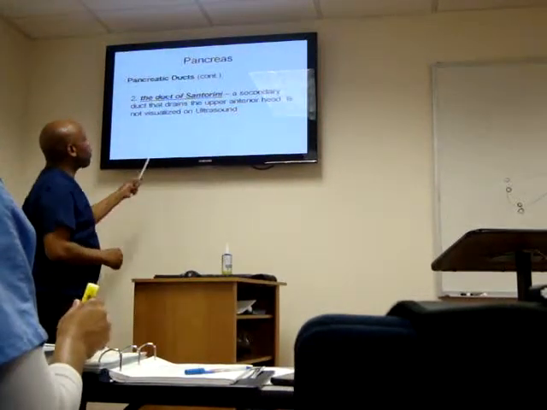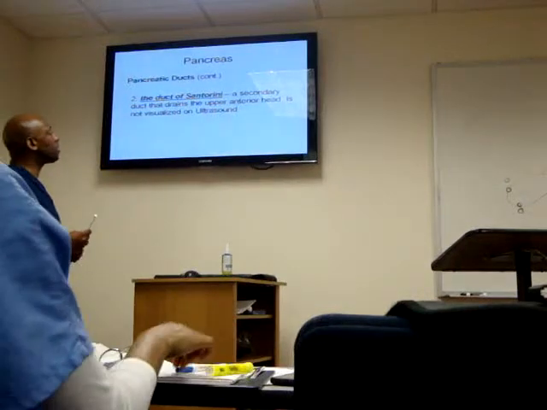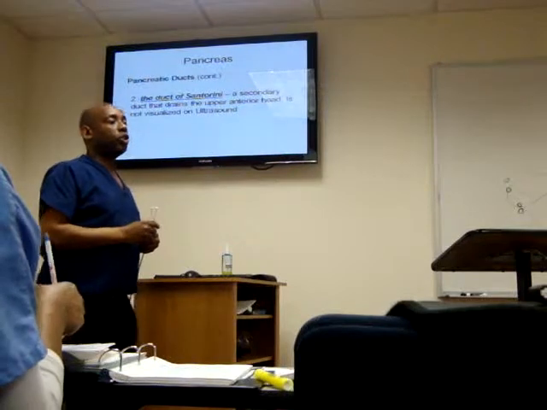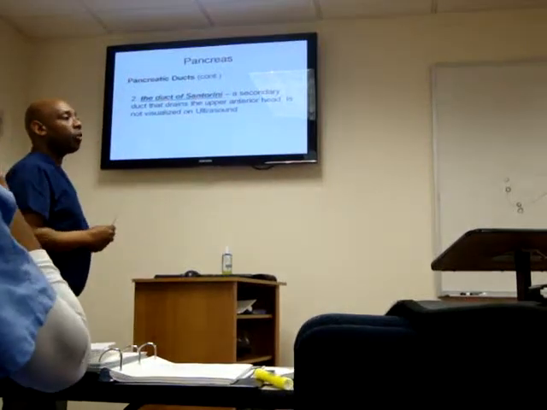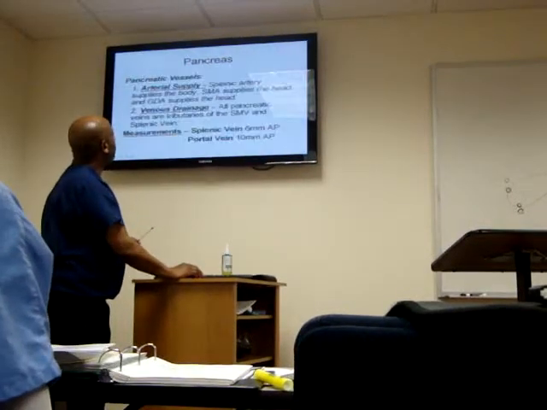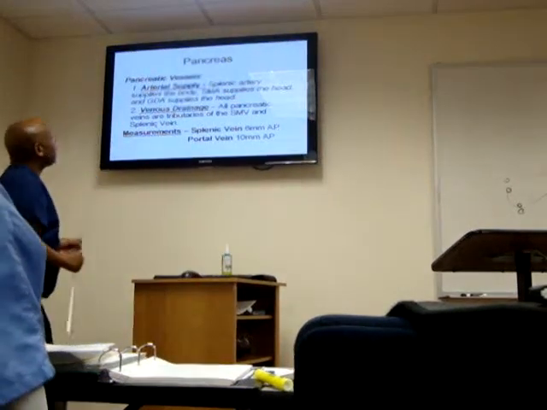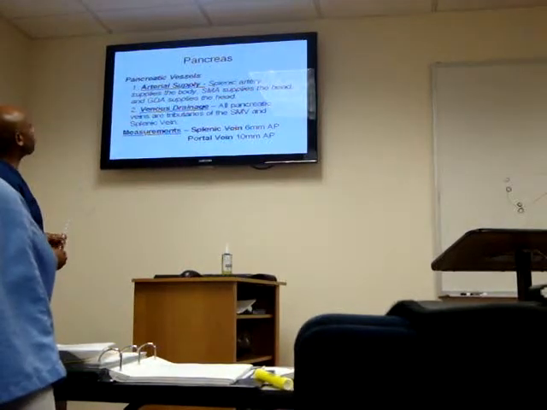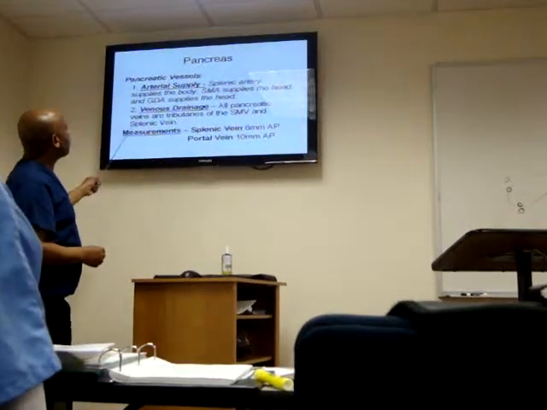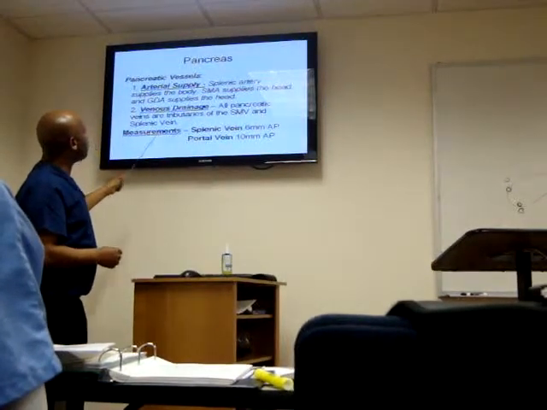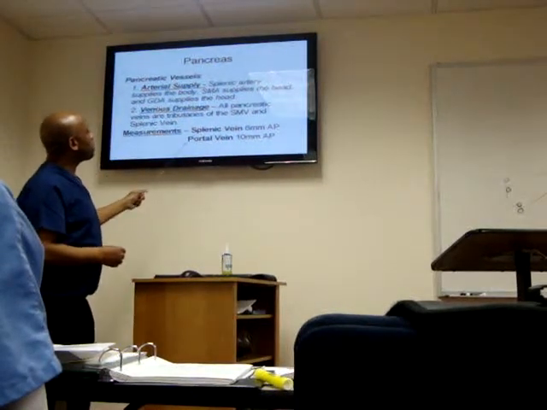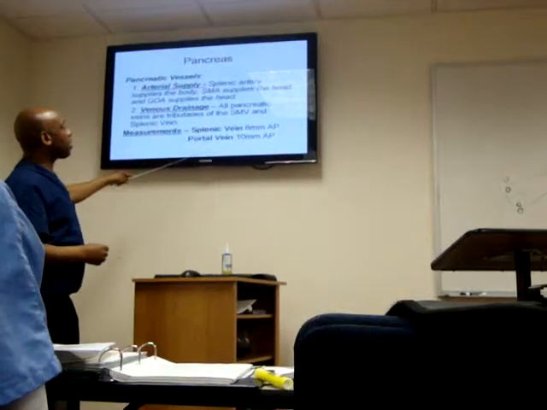The duct of Santorini, a secondary duct, we almost never see this, and there are no normal numbers for it in ultrasound. But you should know what it is and where it's located. The vessels, well, you've seen them before. The splenic artery supplies the body. Venous drainage is by the superior mesenteric vein and the splenic vein. These measurements are not important, so don't memorize them.